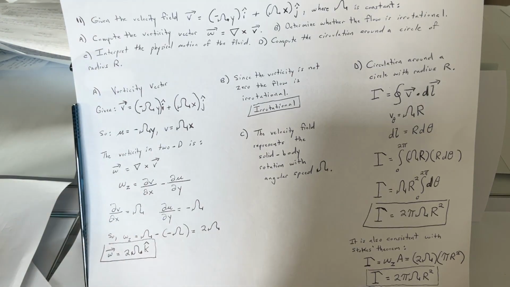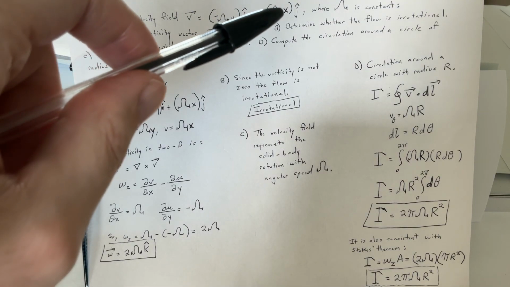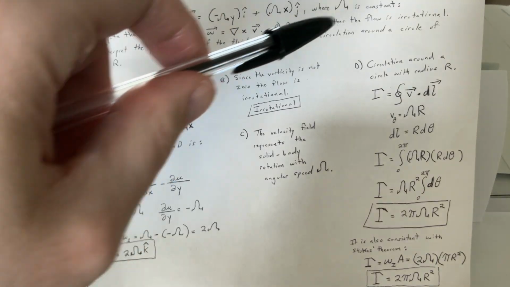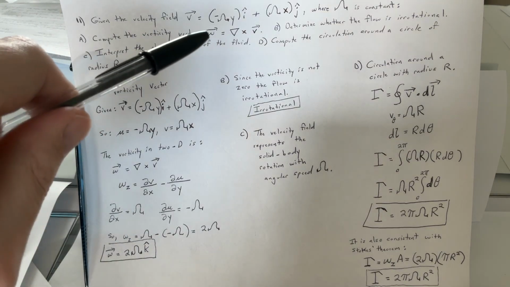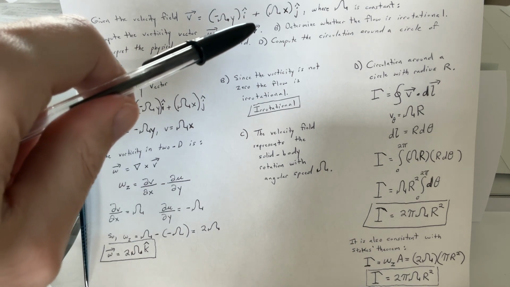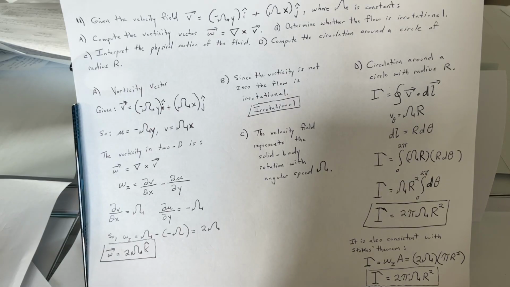So number 11, given the velocity field negative omega times y i hat plus omega x j hat, where omega is constant. Part A, compute the vorticity vector, W equals del cross V. For part B, determine whether the flow is irrotational. For part C, interpret the physical motion of the fluid. And for part D, compute the circulation around a circle of radius r.